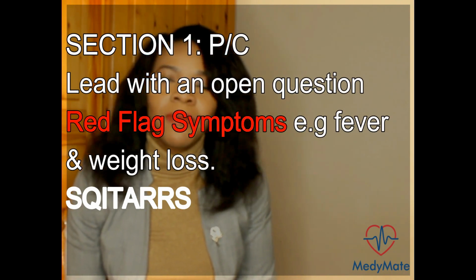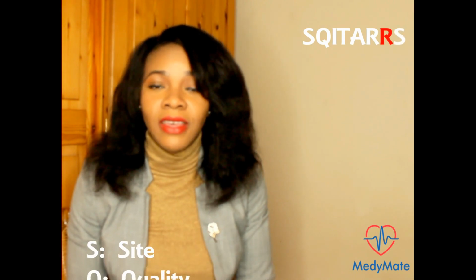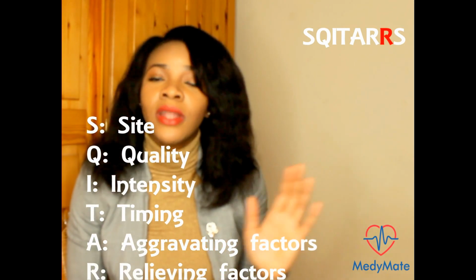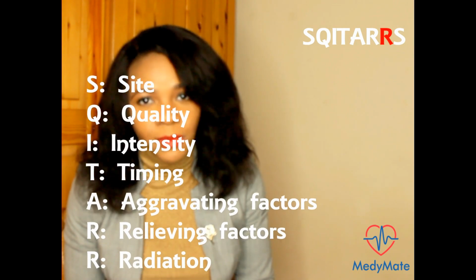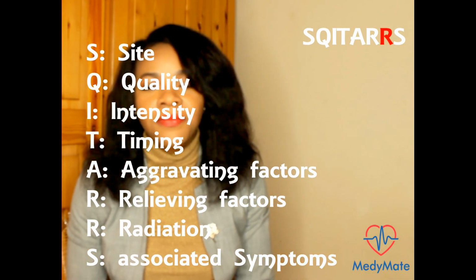An example would be a patient who's presented to you with chest pain. I use a popular mnemonic called SOCRATES, which covers a good pain history. S stands for site of pain, Q stands for the quality of pain, get the patient to describe what the pain feels like. I stands for the intensity of the pain. I often give the patient a pain scale of 1 to 10, 10 being the worst pain they've ever felt, and ask them to rate the level of the pain they're experiencing.